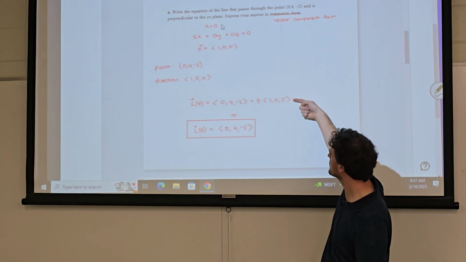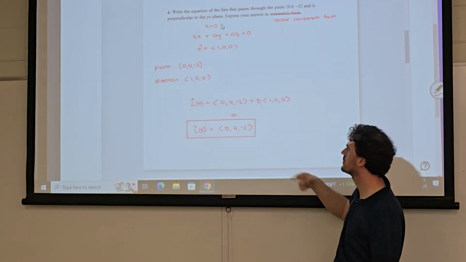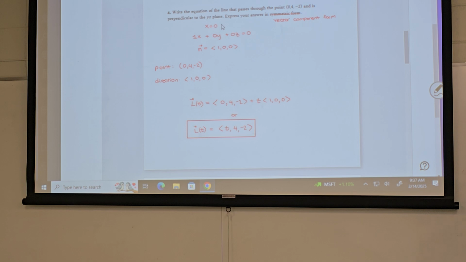Did not matter, by the way, if you wrote it in this form or in this form, those are both technically vector component form. So again, I think everyone had x equals 0 written. The only thing we missed was being able to think of that as a direction vector.